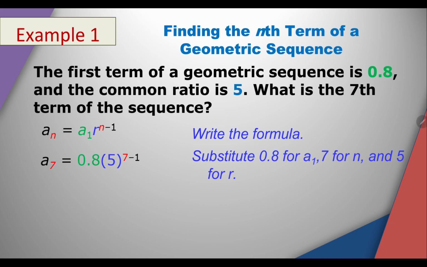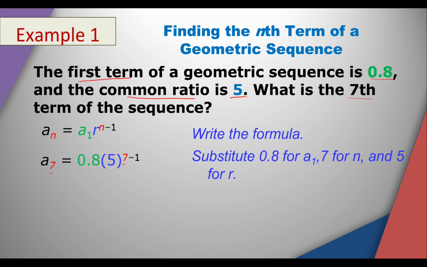from the question, what is the seventh term? So we have a sub 7 is what we're looking for. And we have the first term, which is 8 tenths. That's the first term. Then we have the common ratio, which is 5. And of course, since we are looking for the seventh term, you will see here again, 7 for the subscript, 7 for the superscript. And then we have here purely computation.